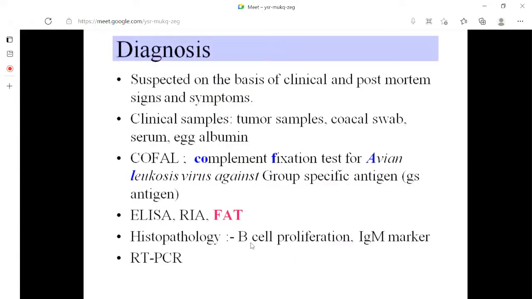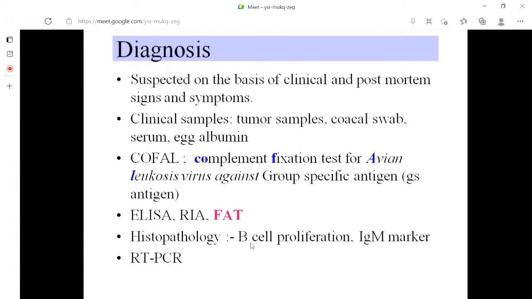Coming to the diagnosis, how can we diagnose this disease? Obviously the clinical signs and symptoms and postmortem lesions give us some idea, but it is essential to confirm the disease, because there are other tumorigenic infections like Marek disease. In a live bird, we can take cloacal swabs, and even the egg albumin can be screened for the presence of the virus antigen, more particularly while selecting the flock for entry into a farm premises.